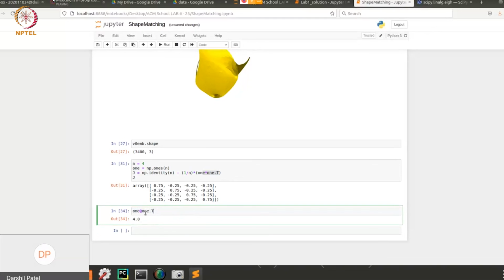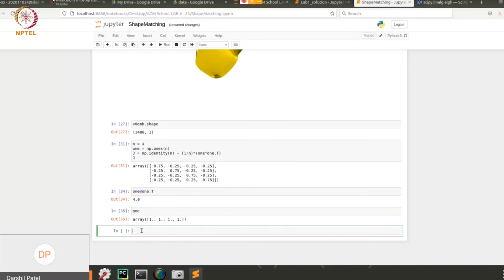I think there is another difference between Python and MATLAB. MATLAB by default, if you initialize a vector, it becomes an n by 1 matrix. That is not the case with Python. If you type what is its shape, you will see it's 4 comma nothing. Just print one dot shape. So 4 comma nothing. Exactly. So that is the problem.